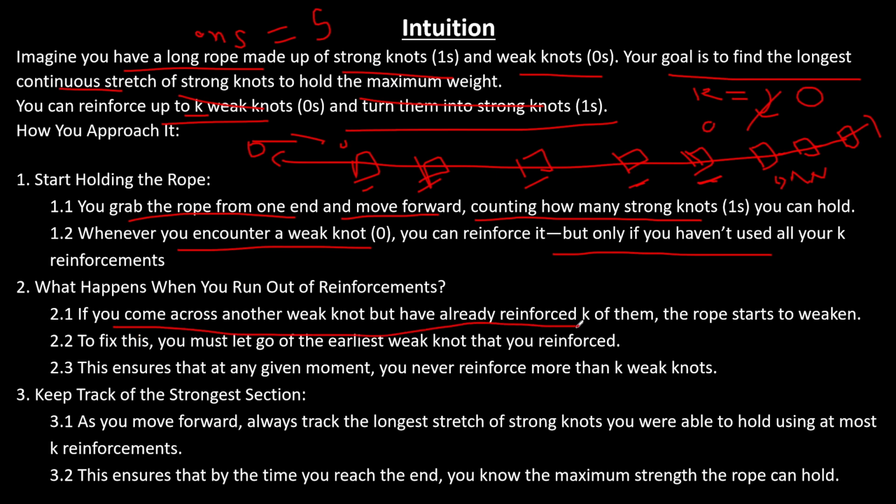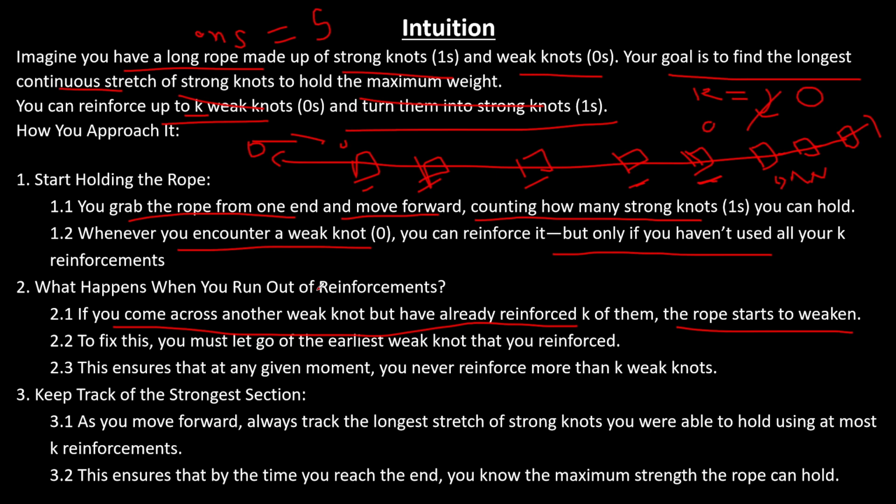Right, we have already reinforced them. The rope starts to weaken, right? To fix that, what do we have to do? Just keep in mind, assume a rope in your hand, and you have converted the weak knots to strong knots, which is of length 5, which is a continuous subarray of a given array. Now you cannot go down. You have to go up because in a rope you have to climb up, right?